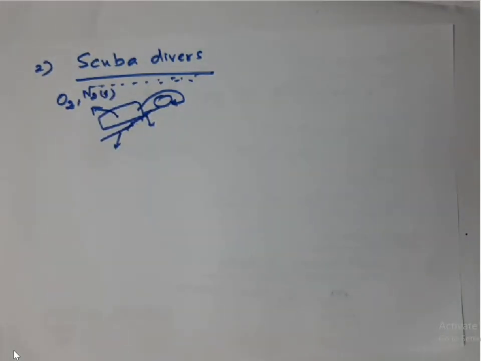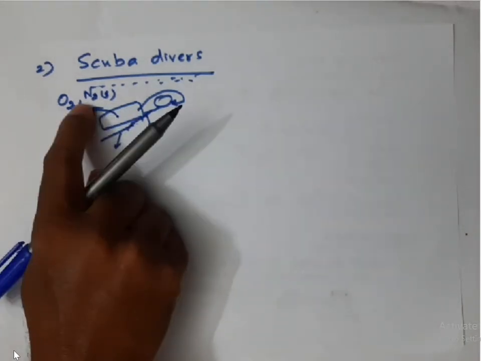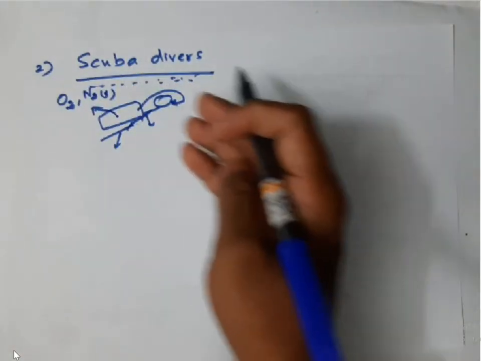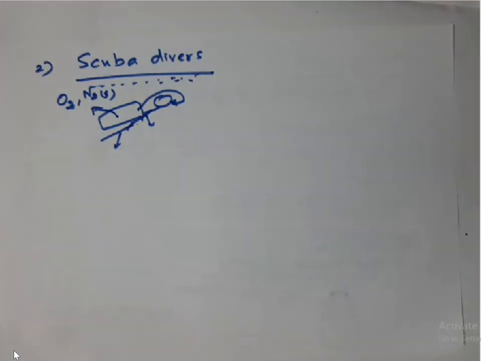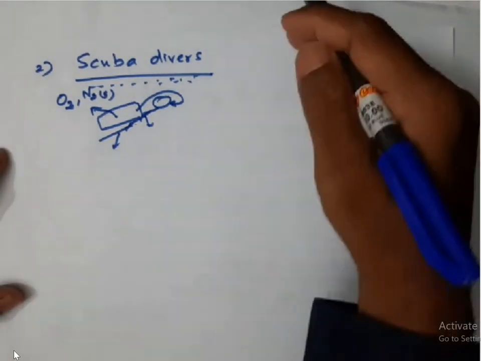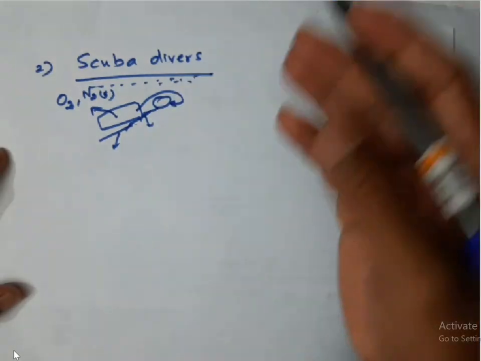So in scuba diving, the gas tank that they carry consists of a mixture of oxygen gas and nitrogen gas. Nitrogen gas density is less. So when nitrogen gas comes out, it will carry the oxygen along with it, so that the people can inhale oxygen freely. But there is another problem here. When the scuba divers reach the surface of the water, what will happen? The dissolved nitrogen gas will start to come out.